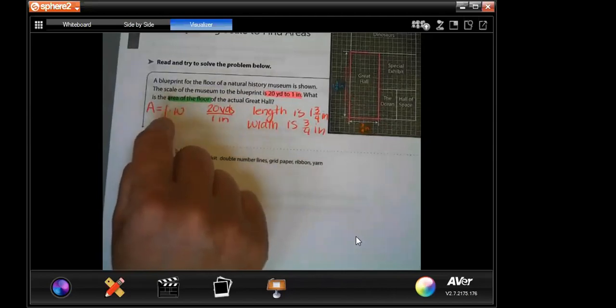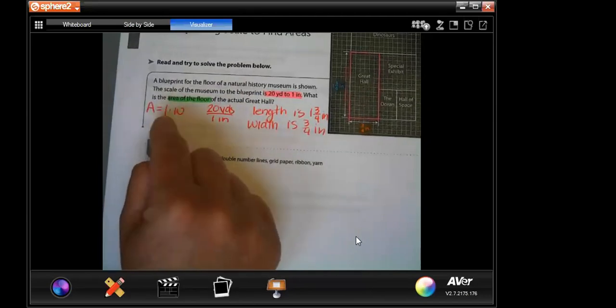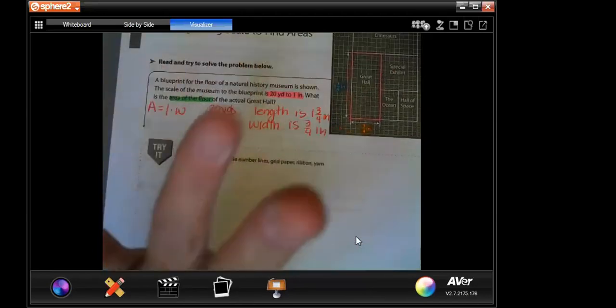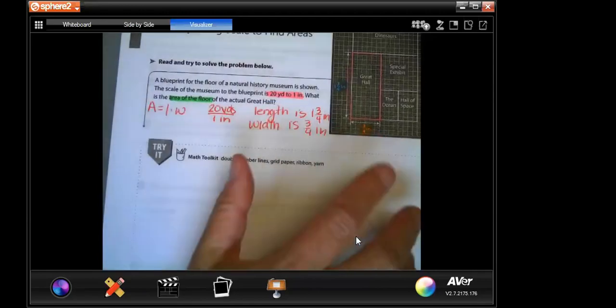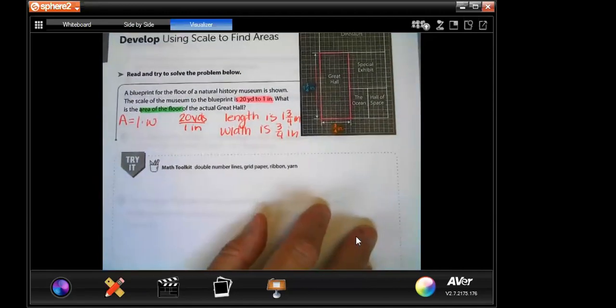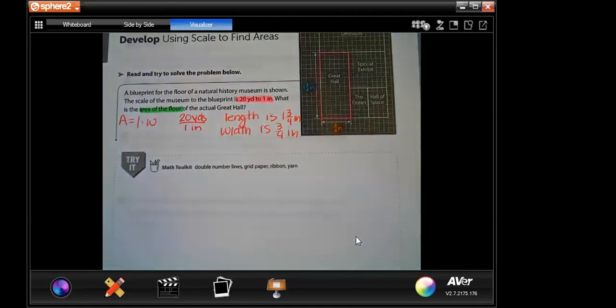So what I'm going to have you do right now, you have just 3 minutes. I only want to take 3 minutes of your time. I want you to try to solve and find the actual area of the Great Hall.